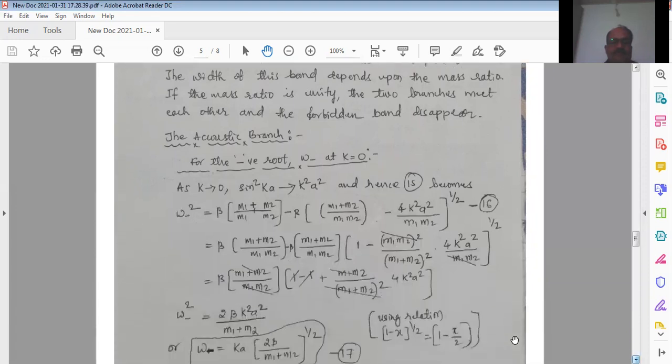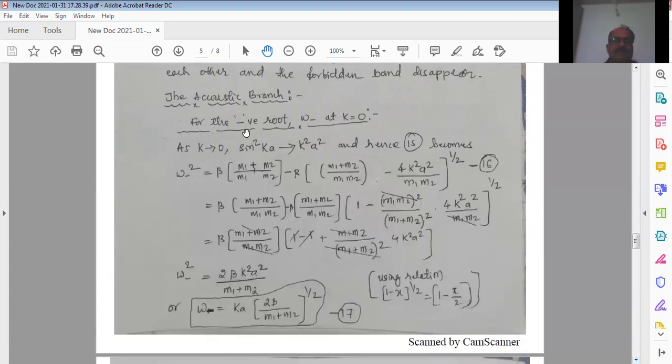So first we'll work out for the optical branch. For the negative root, this corresponds to the acoustic branch at k is equal to 0. So we'll work out this root at k is equal to 0. That means at the middle.